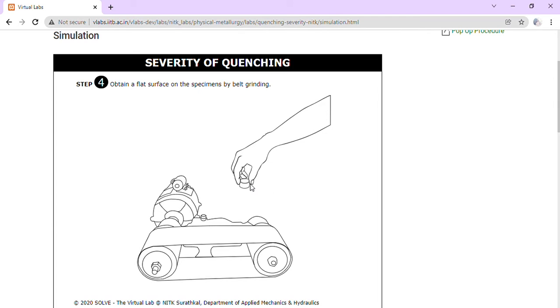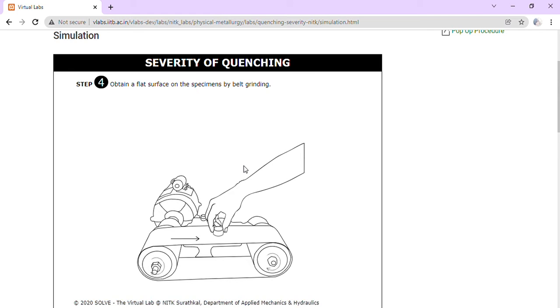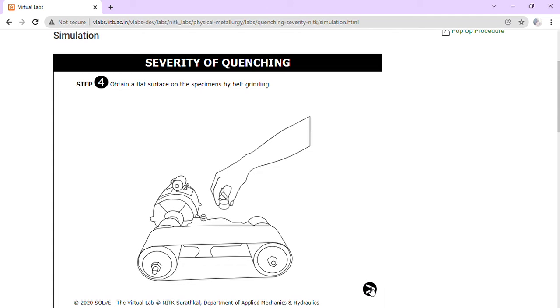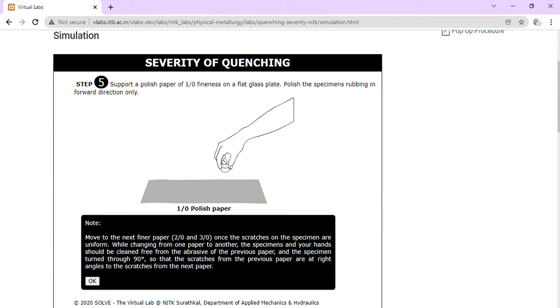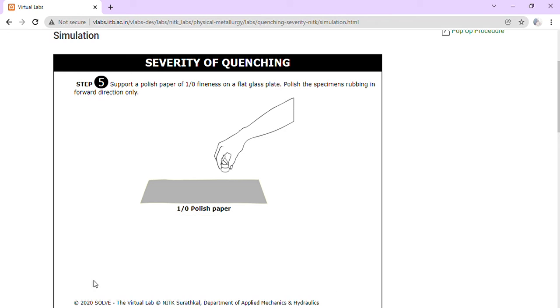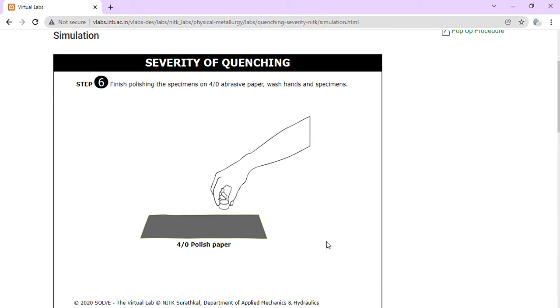Step 4, obtain a flat surface on the specimens by bench grinding. Step 5, support a polishing paper 1/0 fineness on a flat glass plate. Polish the specimen rubbing in forward direction only. Step 6, finish polishing the specimen on 4/0 abrasive paper. Wash hands and specimens.